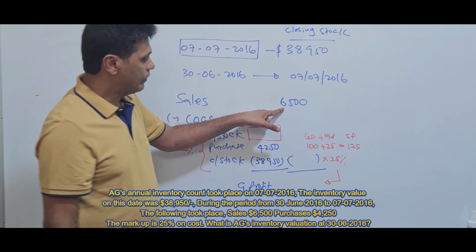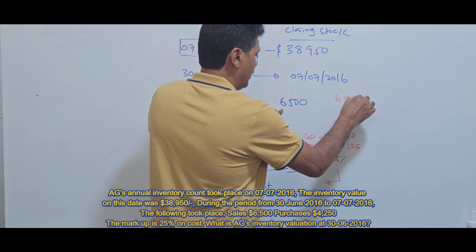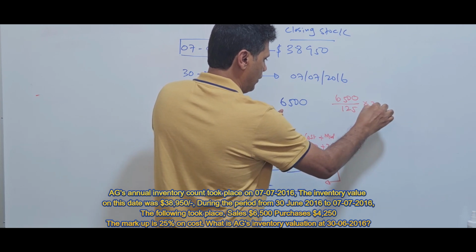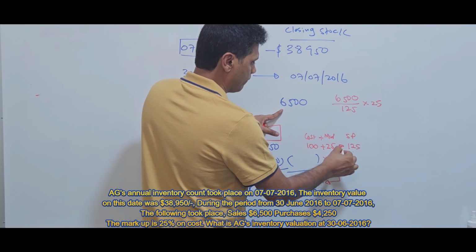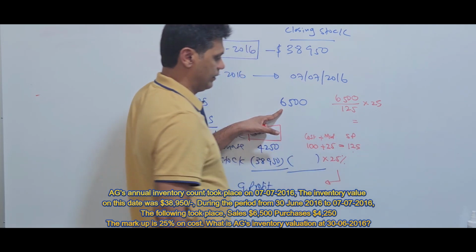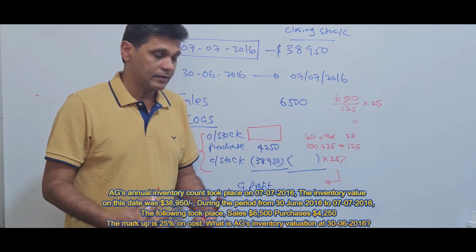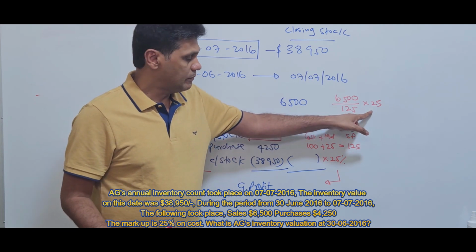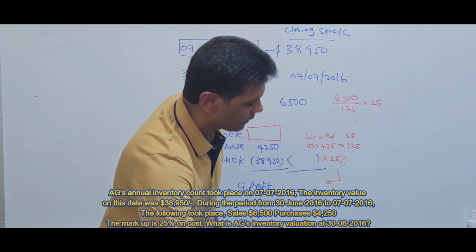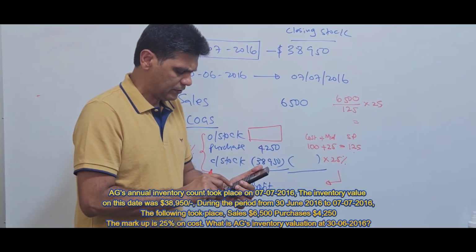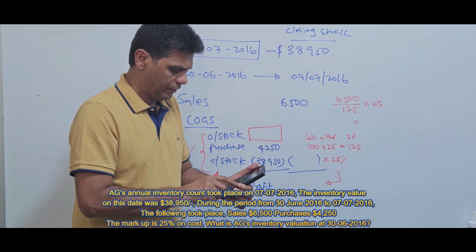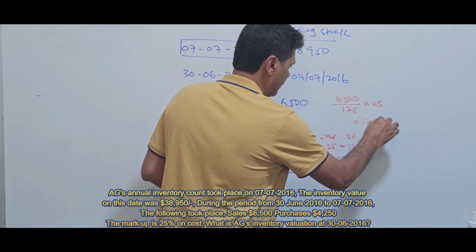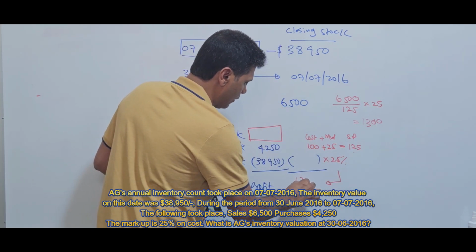Therefore, if you take this 6,500 divided by 125 and times 25, which is the markup, you can determine the gross profit. So 6,500 divided by 125 times 25, which is going to be 1,300. So therefore, the gross profit will be 1,300.